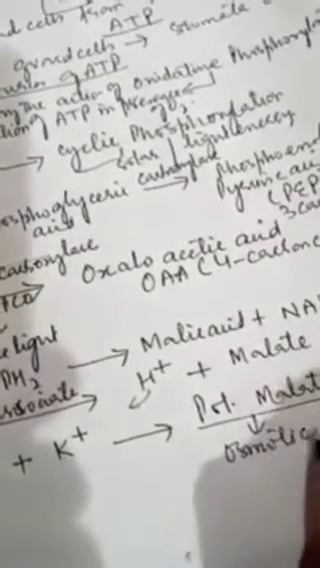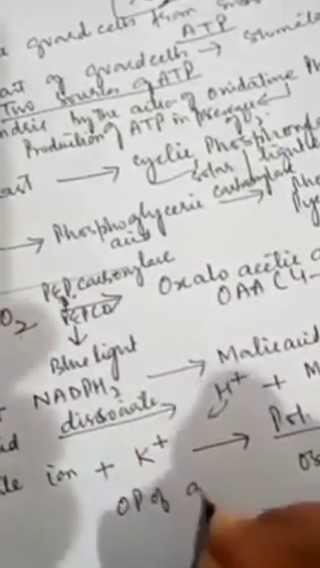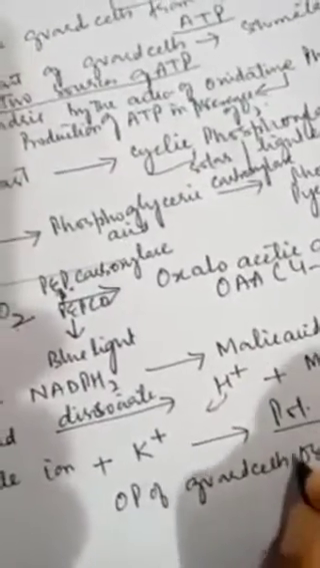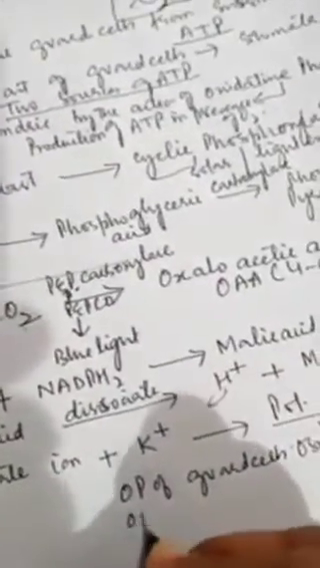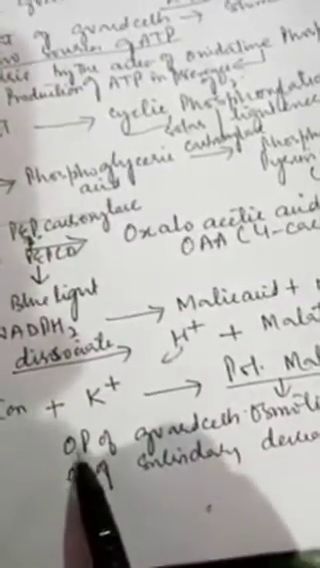This potassium malate is an osmotically very important compound. It increases the osmotic pressure of guard cells, and the osmotic pressure of subsidiary cells decreases. This potassium malate is very much osmotically active, and it increases the osmotic pressure of guard cells and decreases the osmotic pressure of subsidiary cells.